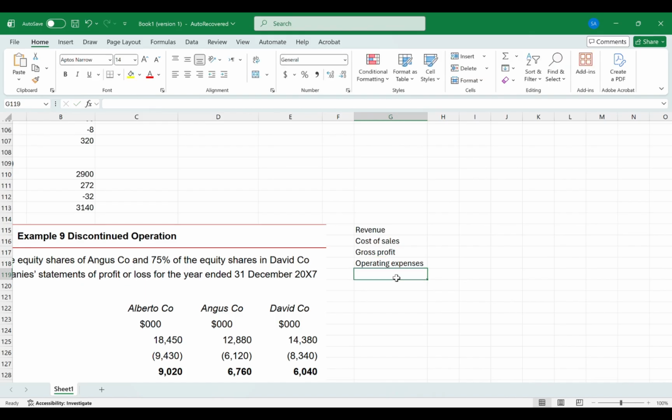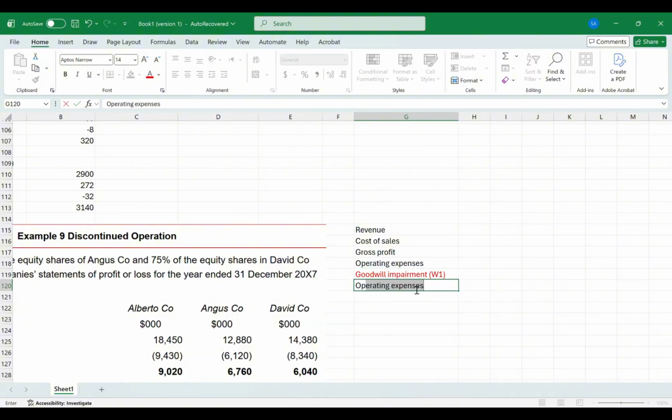Then we have goodwill impairment. See, there was a goodwill impairment. This was not there in the original question, but in your consolidated statement, you'll be writing goodwill impairment. So I will write it in red. Goodwill impairment. This needs a working, so I will show it in my working number 1. Okay. Then operating profit. So goodwill impairment, I will always deduct before my operating profit and after operating expenses.